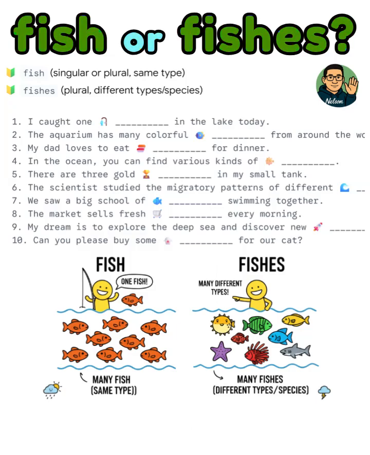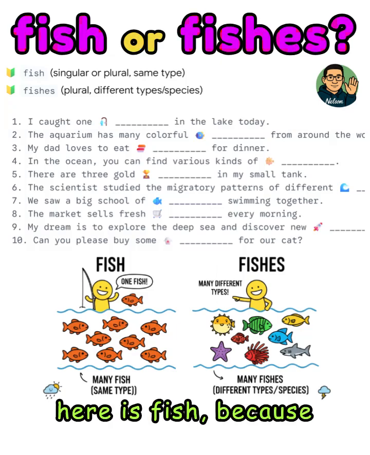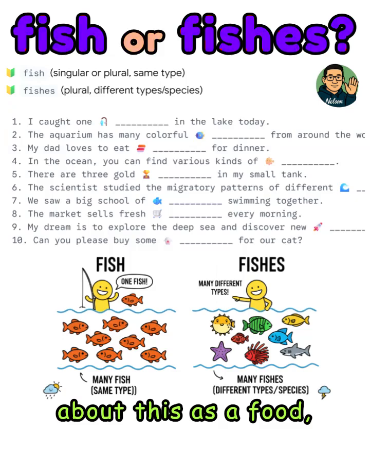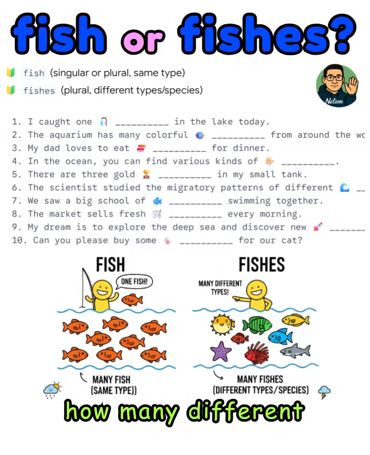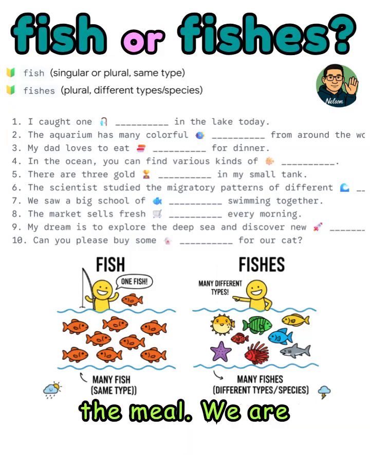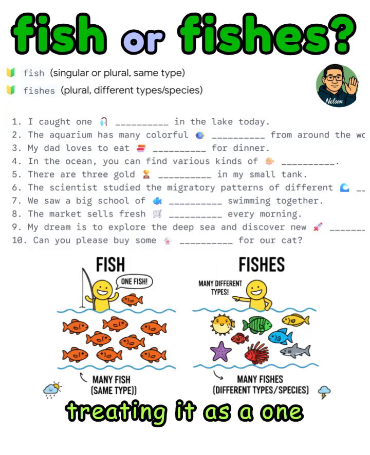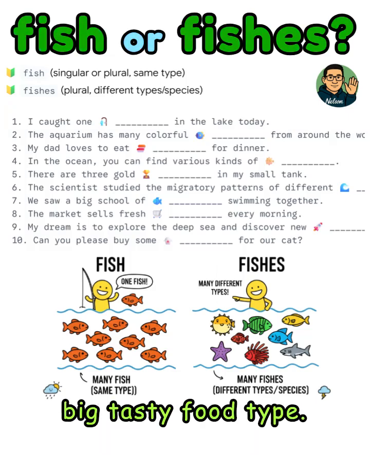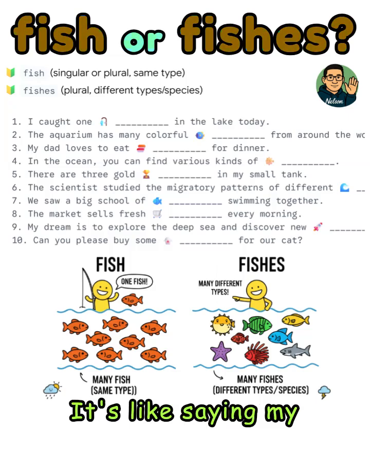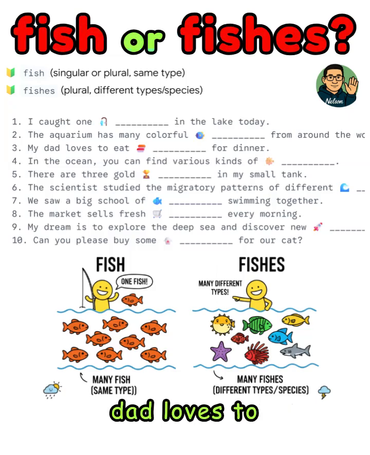Number three, my dad loves to eat blank for dinner. The answer here is fish. Because when we are talking about this as a food, we're not counting how many different types of fish are in the meal. We are treating it as one big tasty food type. It's like saying my dad loves to eat chicken. We are not differentiating between different types of chicken, right? The same idea applies here.